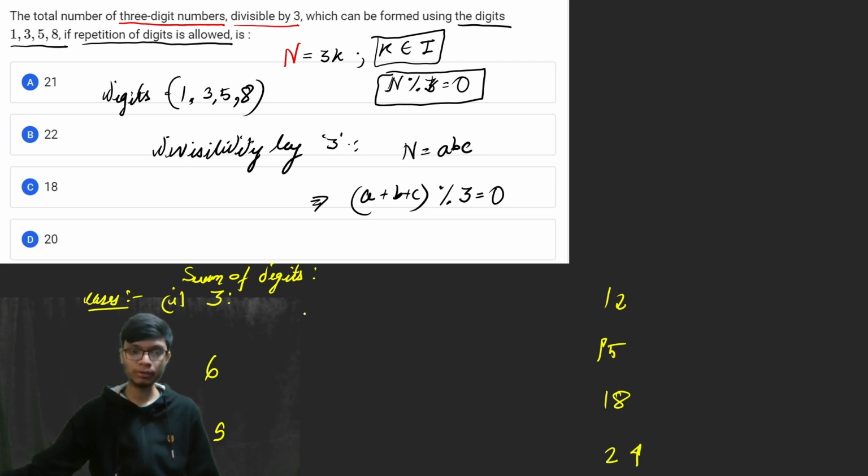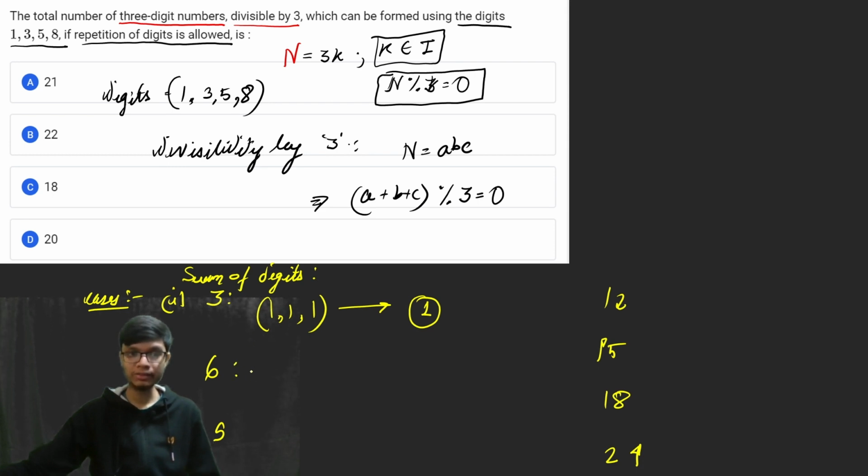So when do we get the sum of the digits as 3? That is when you use a number like 111, using the digit 1 three times, because repetition is allowed. The sum of the digits is then equal to 3. This corresponds to one case, because 111 can be permuted to form only one number.